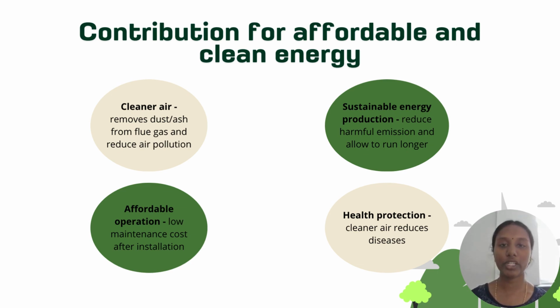Both ESP and FGD play a significant role in ensuring cleaner air by removing dust, ash, and harmful gases from flue emissions. By controlling these emissions, both systems improve air quality and protect the environment from pollution. Although the initial installation cost of these systems can be high, they require minimal maintenance and operate efficiently for a long period. This leads to reduced operational costs and saves money for the power plant over time.